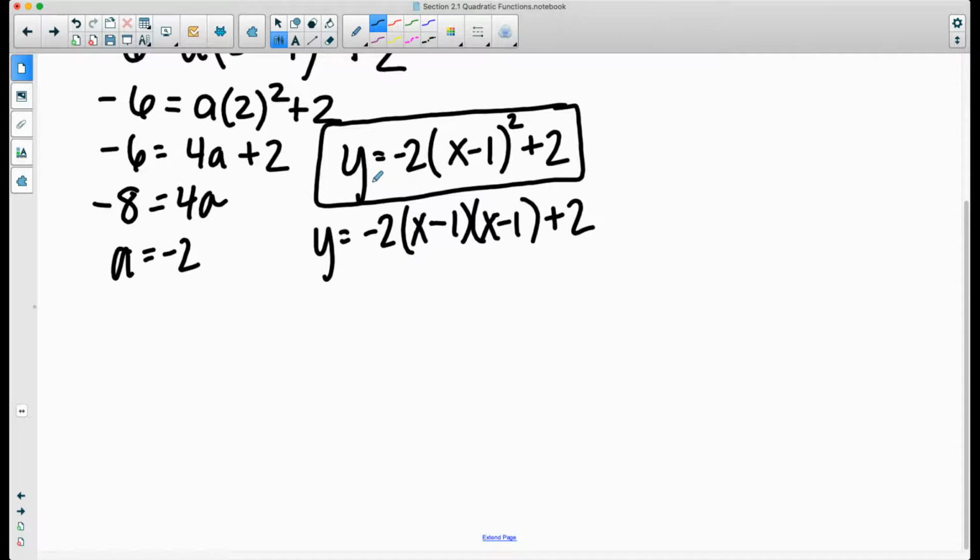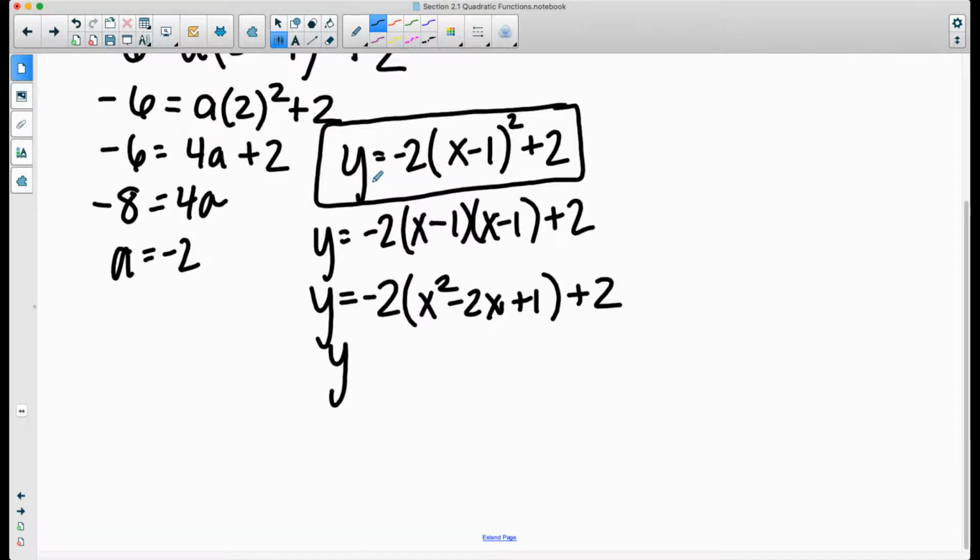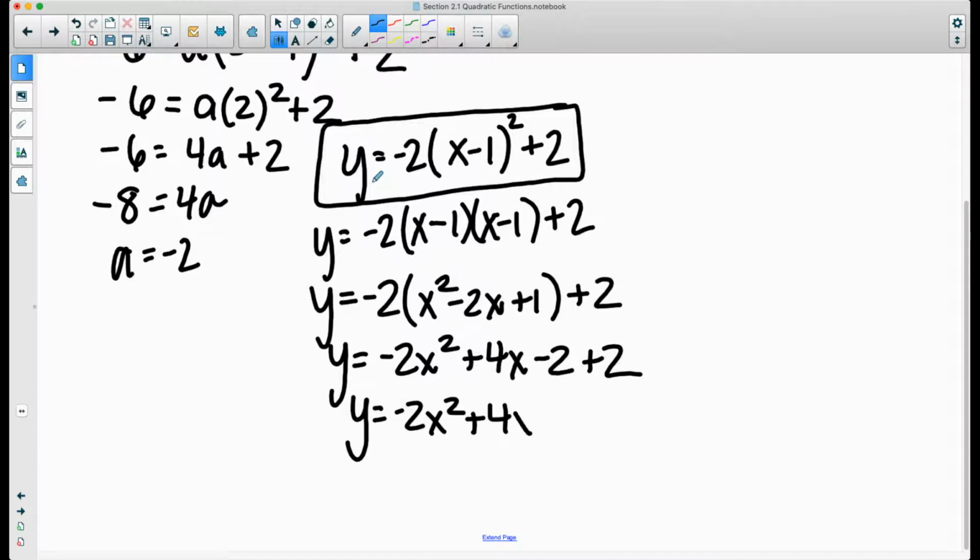All right, so you can do this a couple of different ways, but I prefer to go ahead and knock out the x minus 1s being multiplied together. And then distribute my -2. And then combine like terms. So -2x squared plus 4x. So now I have both my, what they call, standard form and general form.